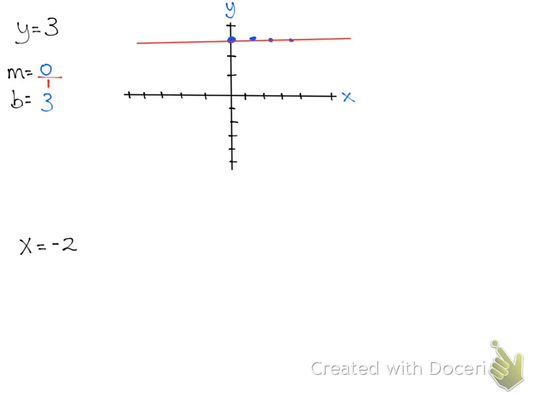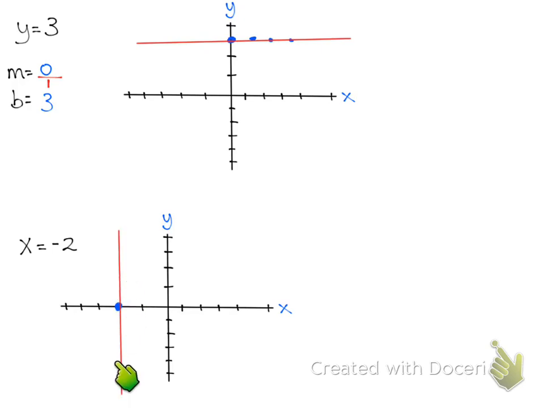Right, so what if we have x equals -2? This one's going to be the opposite of that. When you have x equals a number, you're going to go on the x-axis, put your dot there, and then it's going to be a vertical line, straight up and down. All of our x values will be -2. We don't have any other x values because you have x equals -2.